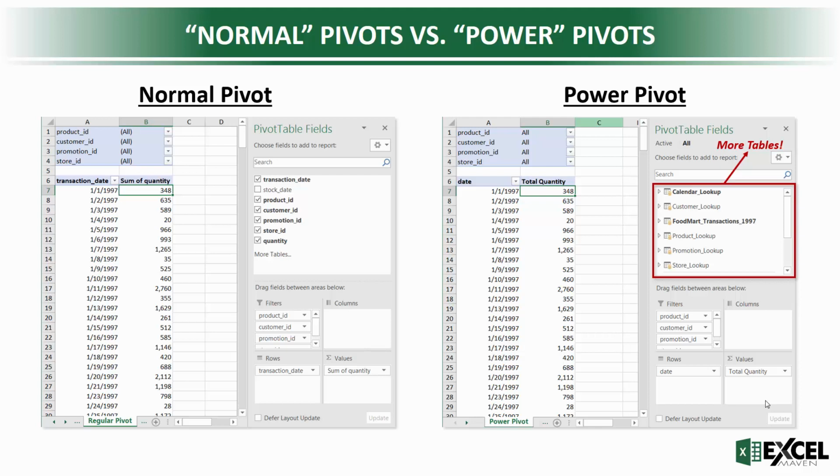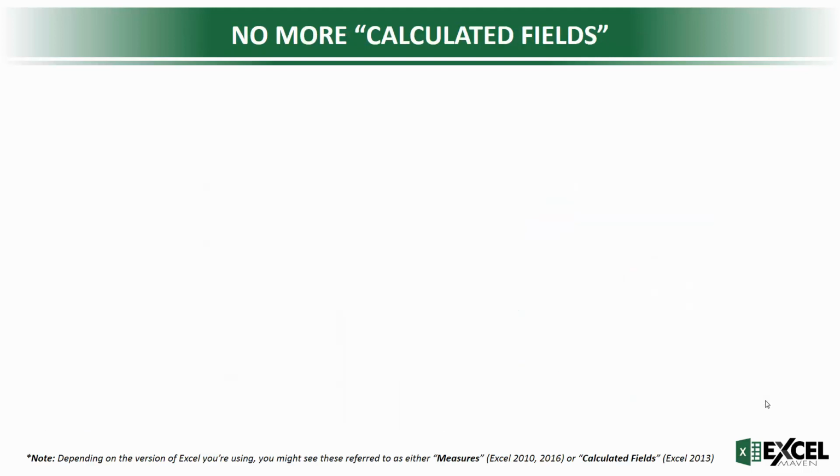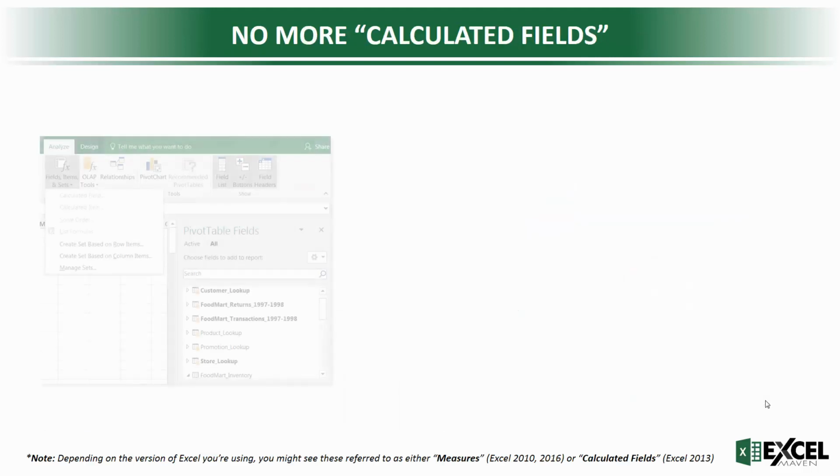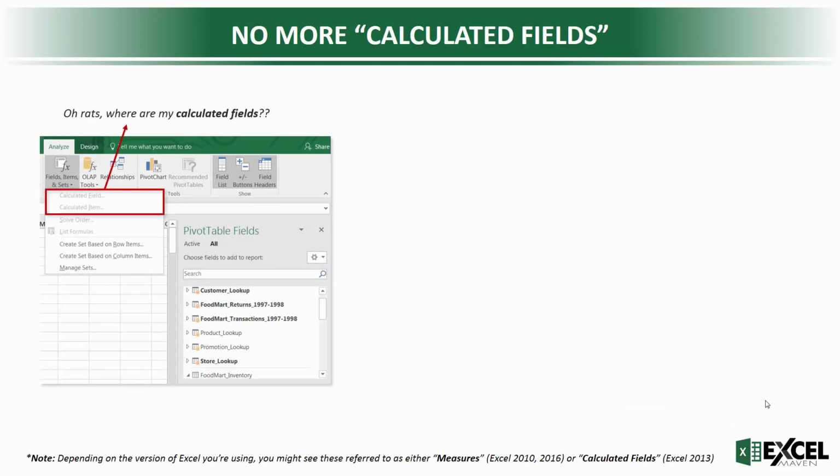But there's one other important difference as well. No more calculated fields. So if you click on the Fields, Items, and Sets button in the Analyze tab of a Power Pivot, you're going to see those calculated field and calculated items grayed out. Now, at first, this might make you sad because you wanted to add some calculations, maybe to supplement your analysis.